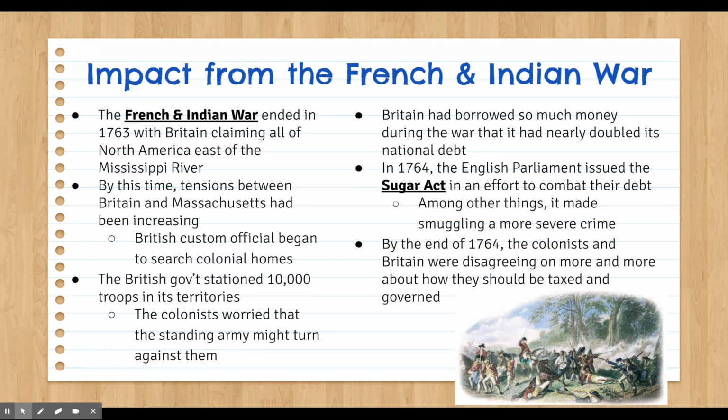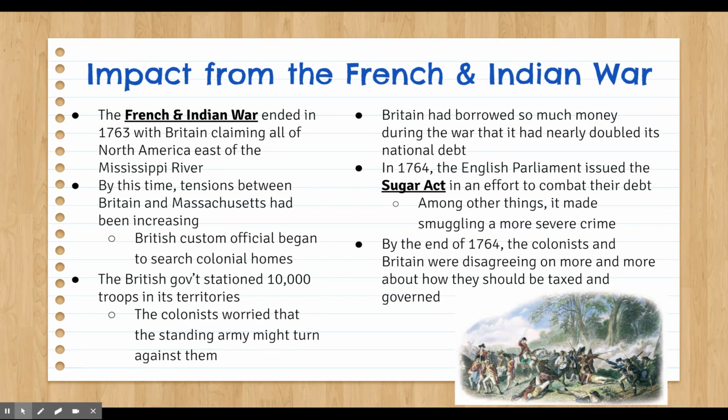The British government stationed 10,000 troops in the territories, and the colonists worried that the standing army might turn against them. They didn't like this idea of having an army watching them. Britain had also borrowed so much money during the war that it nearly doubled its national debt. So they are wanting to pay it off. They're trying to find ways to make more money. And so usually when a country needs money, one of the easiest solutions is to add more taxes to its citizens to pay back whatever the debt is. In this case, Britain chose to enact more taxes over the colonists.